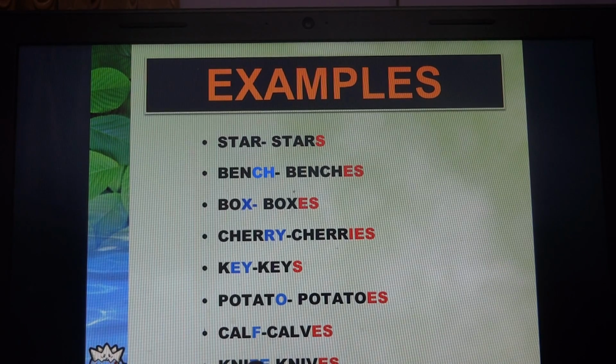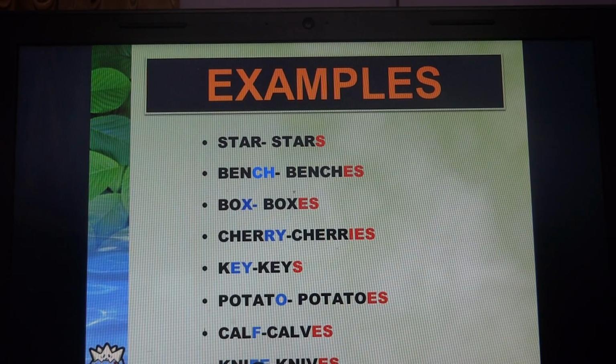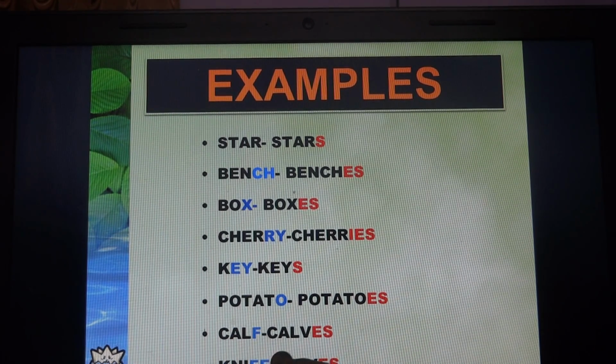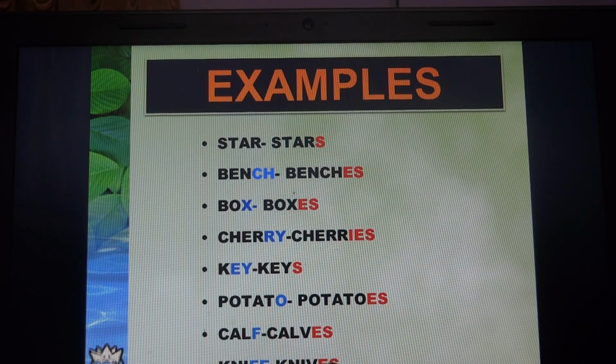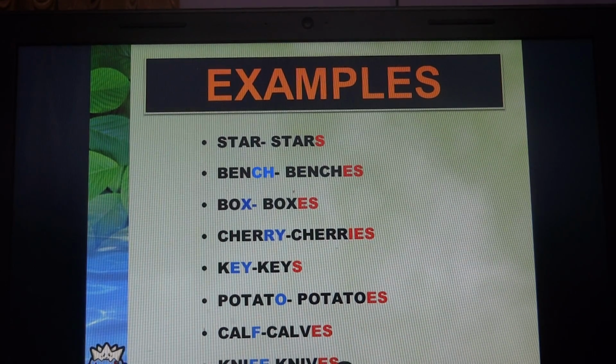Next is the word knife. In this, fe are the last two letters. Here we will remove fe and add ves to change it into plural.